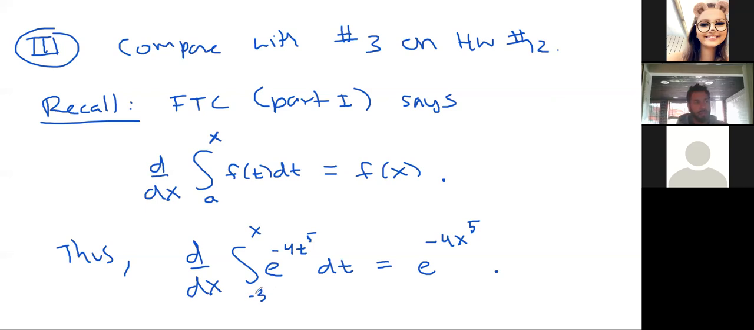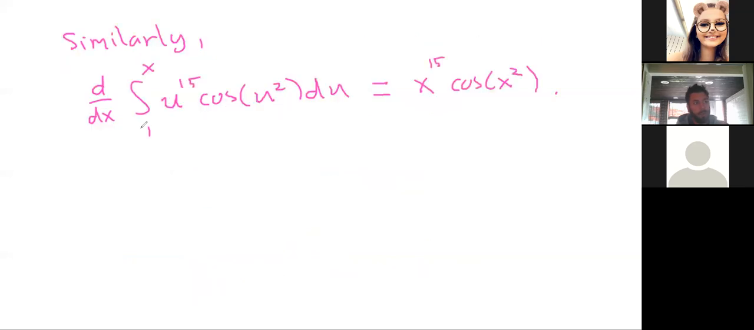I could have written anything here, 0, pi, anything. Same thing on the next one. I put 1 there, but it doesn't matter what it is, as long as it's a number. Now, if the upper bound is a variable, then as you suggested, all you do is you replace this letter here, u, with x.